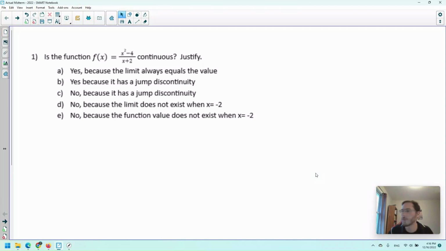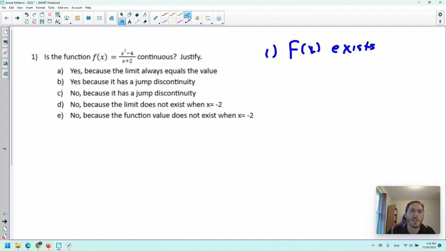All right, so we get to go over the actual midterm now. So this is always fun. So first question, is this function continuous? Justify. So we could see for places that were not continuous, we need to make one of those three continuity rules break. So the first rule is f of x has to exist.